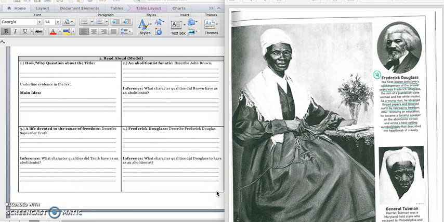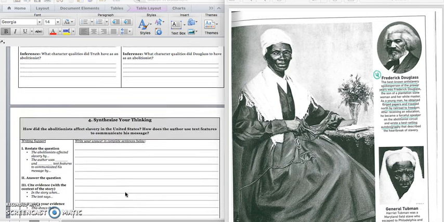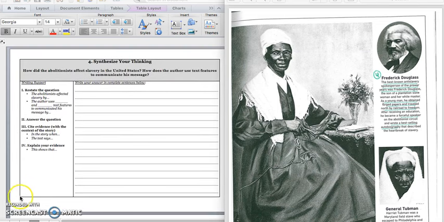What character qualities did Douglass have as an abolitionist? And if I'm looking in my character traits list for my homeschool journal, I would also say that Frederick Douglass was determined to end slavery. He was also hardworking and a good speaker. And I would write in the second part of box 4, Douglass was determined, hardworking, and a good speaker. Press pause to write down your answer and play when you're ready for the paragraph.